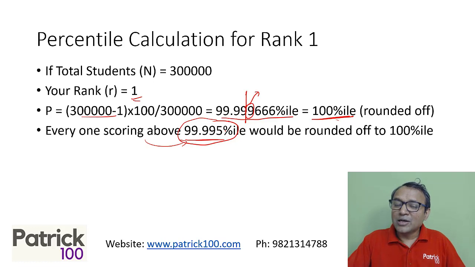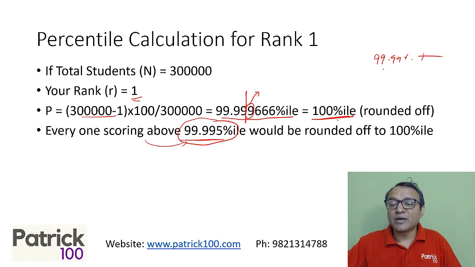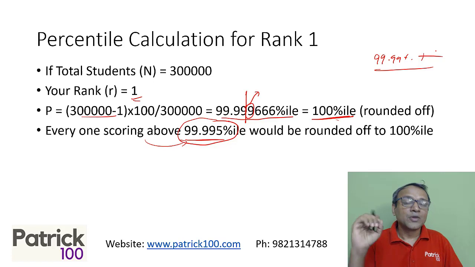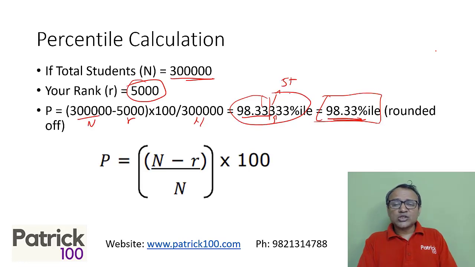There have been years where the number of 100 percentilers has increased. At that point of time, 99.99 percentile plus was given 100 percentile. That case happened. It depends. This time they said 99.995 plus percentile is given 100 percentile. But just understand the whole calculation of the percentile.